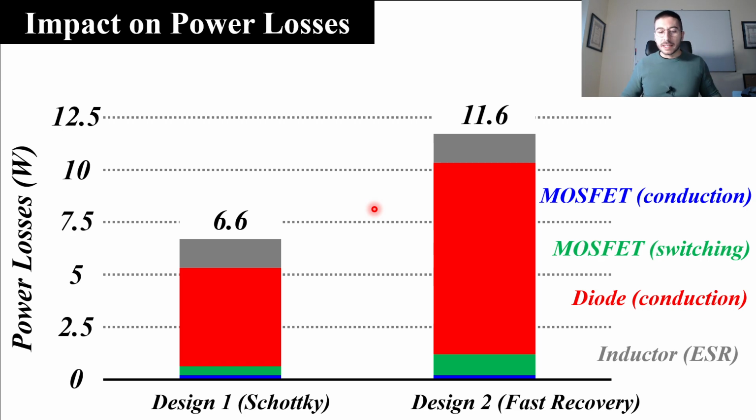Well, what is the impact on power losses? Here we have power losses as a function of design 1 and design 2. In blue we have the conduction losses of the MOSFET, in green we have the switching losses of the MOSFET, in red we have essentially the losses of the diode, which are mainly the conduction losses, and in gray we have the inductor losses, which is the power losses we have in that our simple model with that small resistor in series with the ideal inductance.